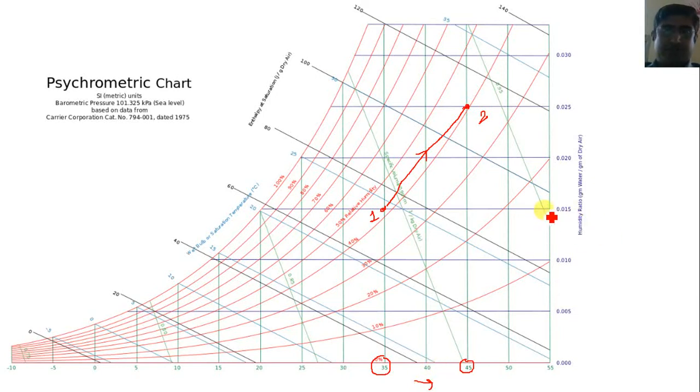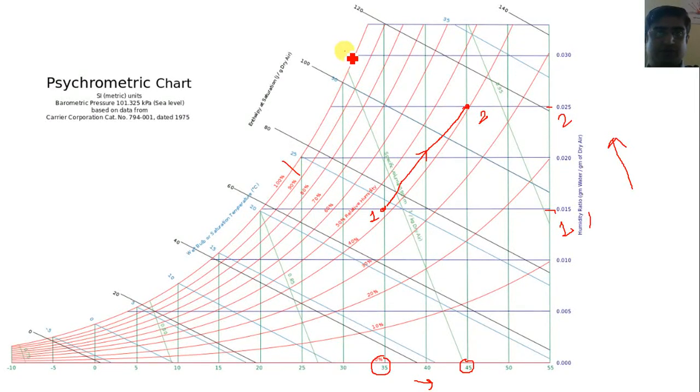And here also you can see here is point number 1 and here is point number 2. So from point 1 to 2, the value of humidity ratio, or you can say the value of specific humidity, also gets increased. Here you can see the value of dry bulb temperature and the value of humidity ratio both increasing together. So it is the case of the heating and humidification process.